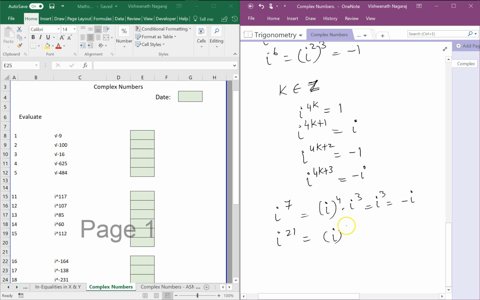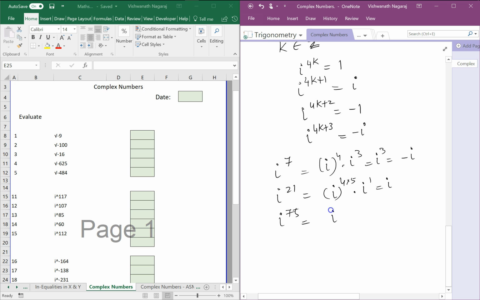i to the power of 21. i to the power of 4 times 5 is 20. So again, now you are left with i to the power of 1, 20 plus 1. So i to the power of 1, that is the result. Okay, you can take it to any level, say 75. Now actually do the division if you want.